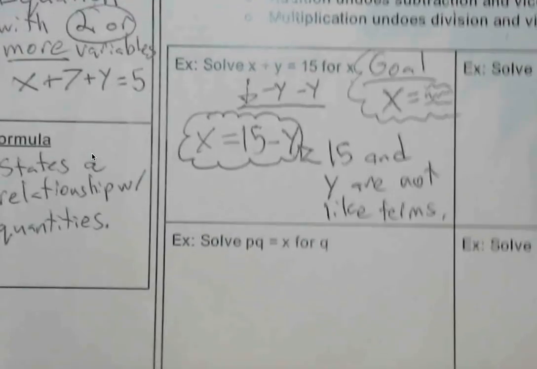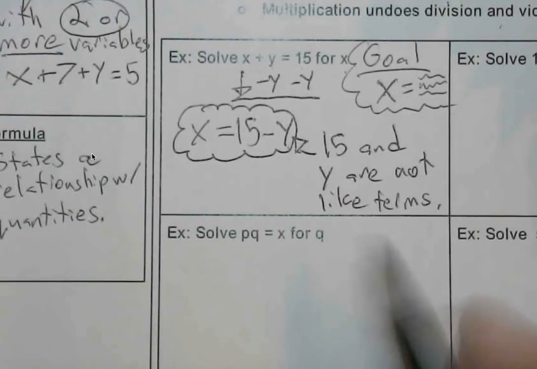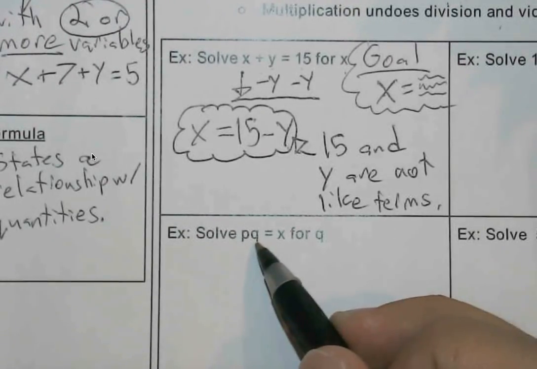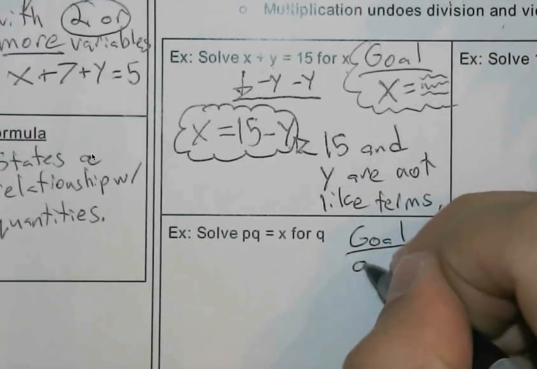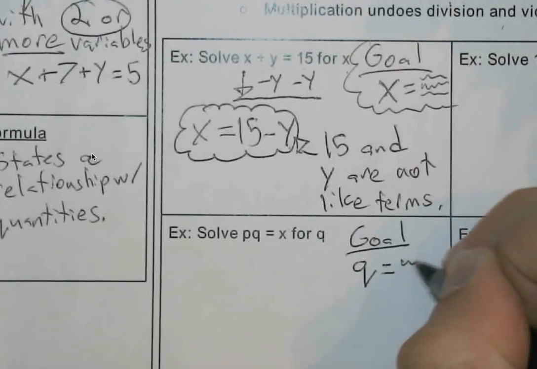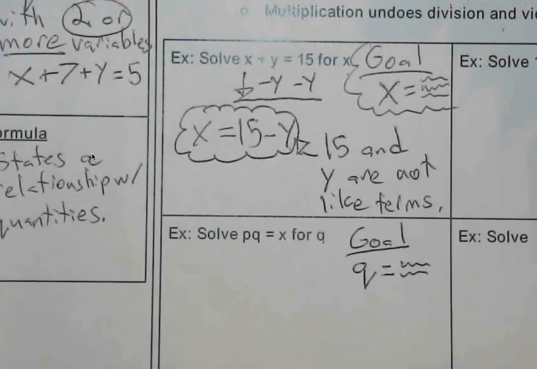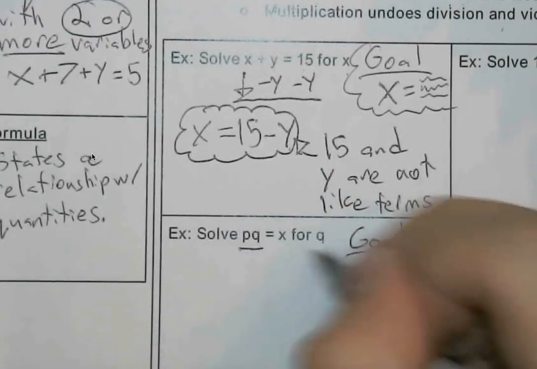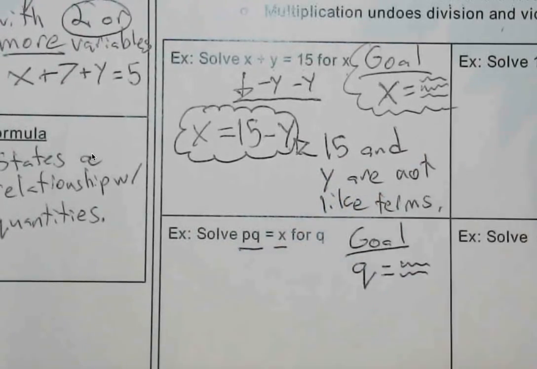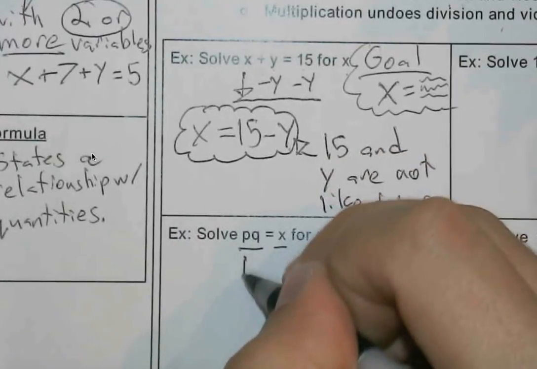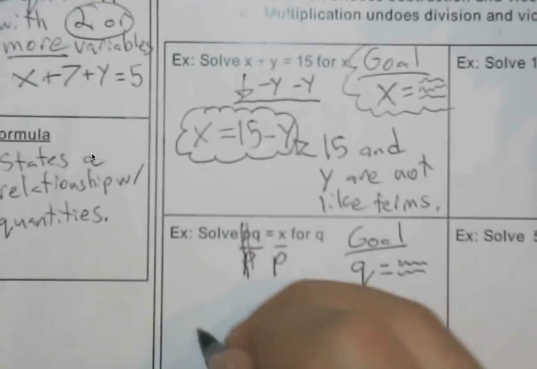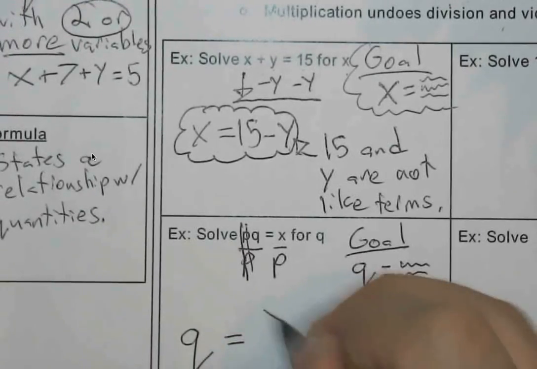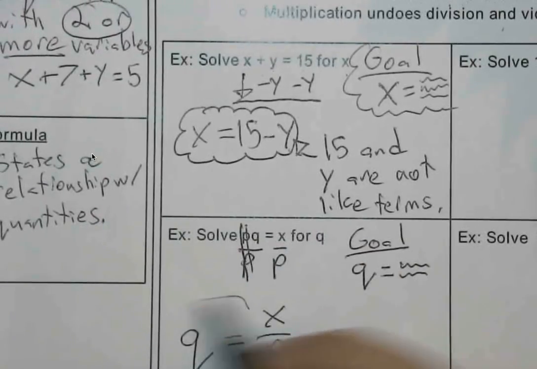If we see the next example, we're solving for q. We see that p is multiplying with q, so how can we undo this? How can we just end up with q equals something? Since these are multiplying, we can use division for both sides. We can divide both sides by p because we're trying to get rid of that. The variables cancel, which is good. We're then left with q equals x over p. This matches my goal, so I'm pretty content with this.